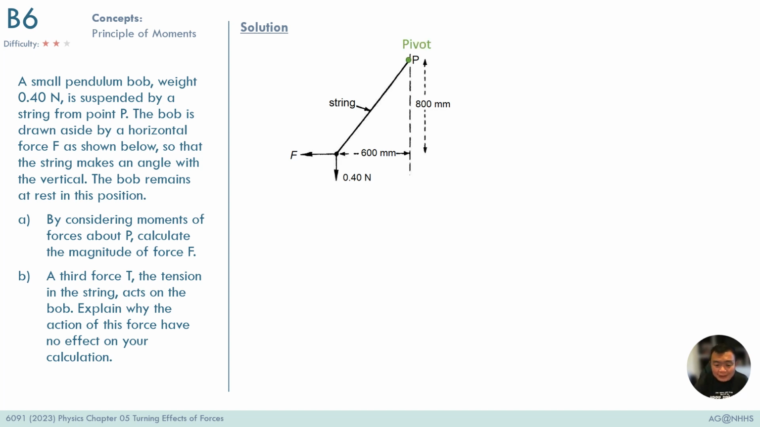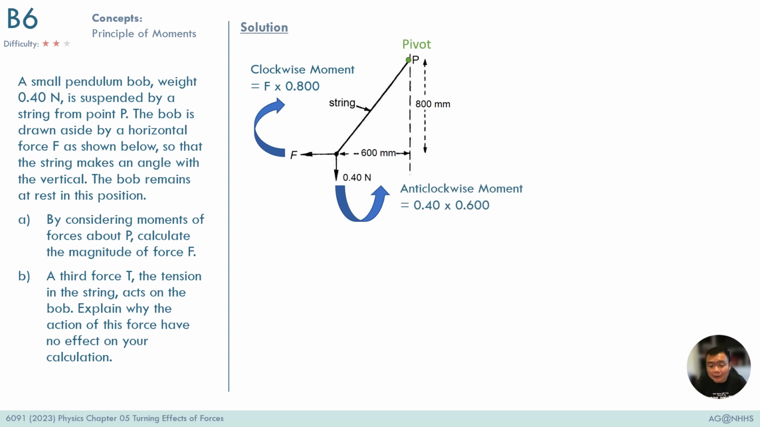So, in fact, in part A, the question tells you to use moments to solve this question. So we let the pivot point be P, and there are two remaining forces acting on the object. The force F will want to make the whole object rotate in a clockwise manner about the pivot point P, and the downward weight of the bob will want to make the whole object rotate in the anti-clockwise moments. So the values are there for you to check.